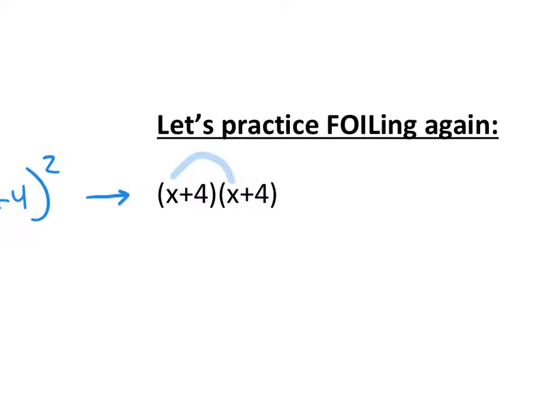When we do x times x, we get x squared. And then, because of the symmetry, we're going to get the same term twice. I'd get an x times 4 and another x times 4. So we'll get a plus 4x and then a second plus 4x. And then we have the 4 times 4 to get the plus 16. And when we combine those together, 2 in red, we get x squared plus 8x plus 16.